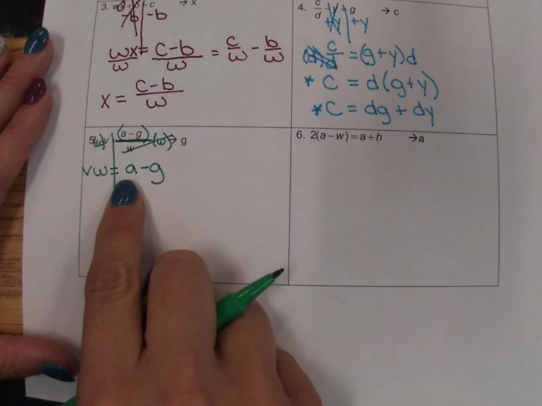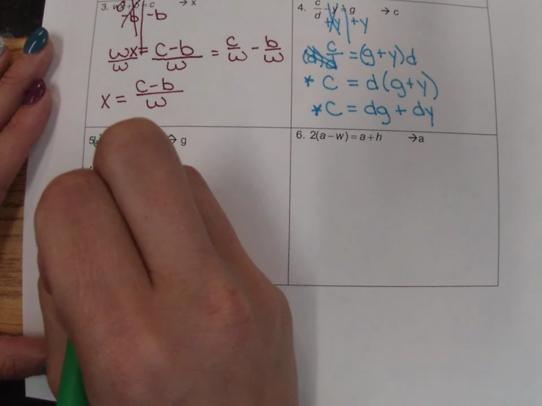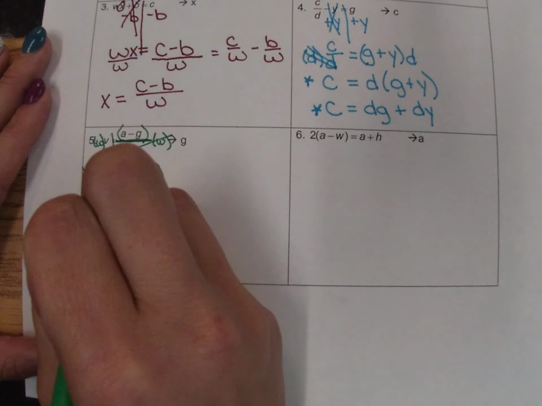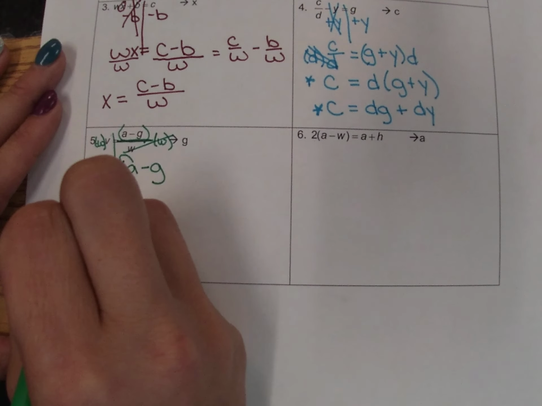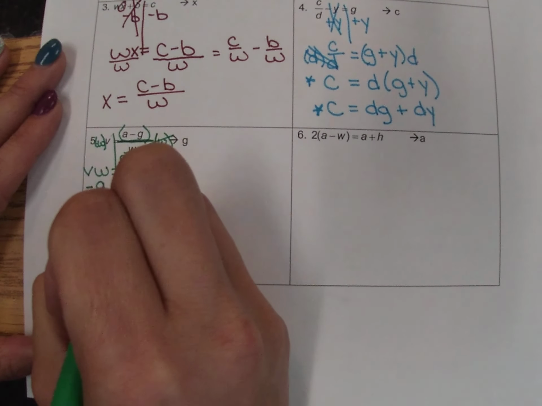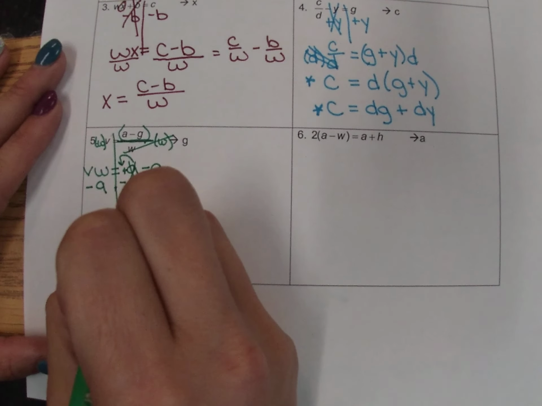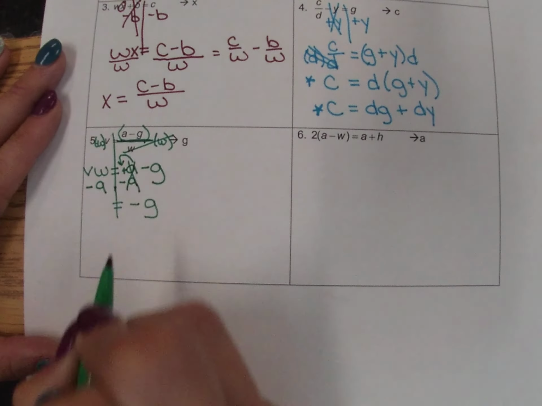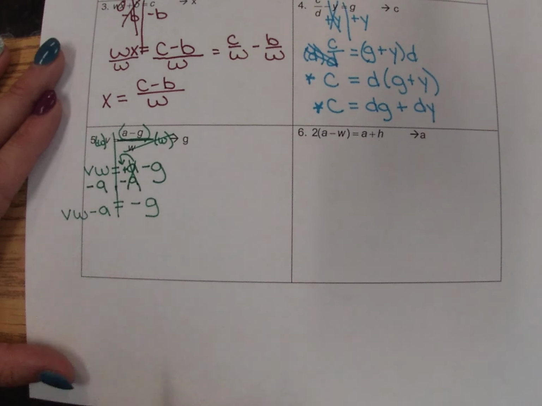And now we need to get rid of the A. The A is attached with addition or subtraction, but remember our rule says to look in front of it. That A is positive, so we will undo a positive A with a negative A. So we will subtract A from each side. That leaves us over here on the right-hand side with a negative G. That subtraction sign gives us the sign for the G. So now we have VW minus A.